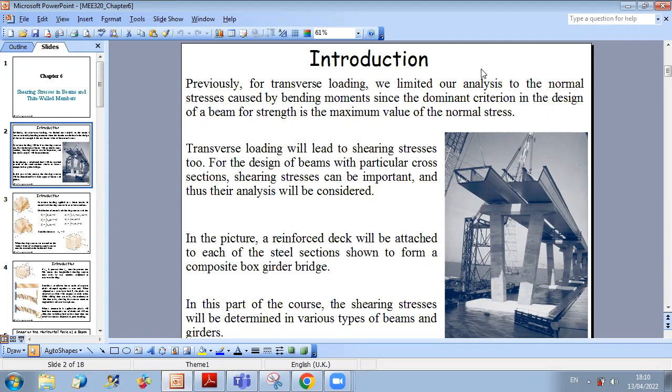In the following picture, you can see a reinforced duct which is attached to each of the steel sections shown to form a composite box bridge. So our purpose then is to see that in some cases, shearing stresses can be of high importance and should be treated to make sure that we are not overcoming the shearing stress limit of the material used.